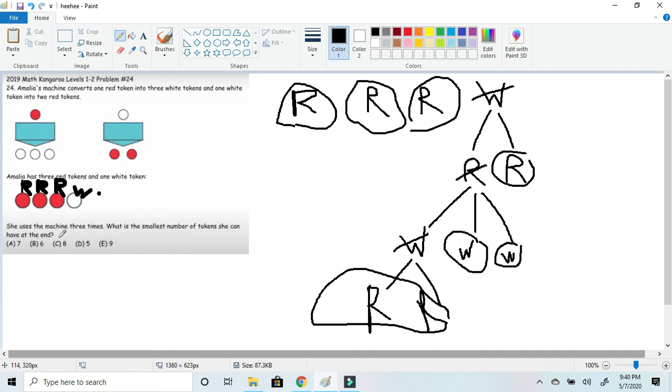So the answer choice C is for this problem. So as you see now, we're now officially finished with this problem.